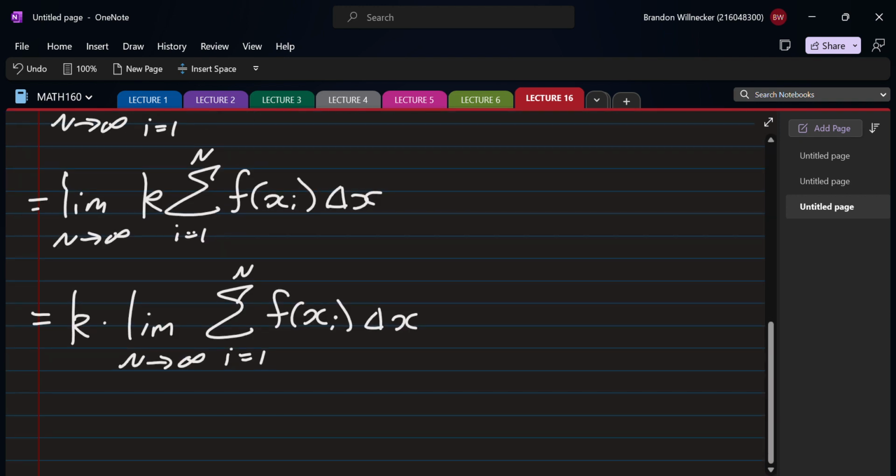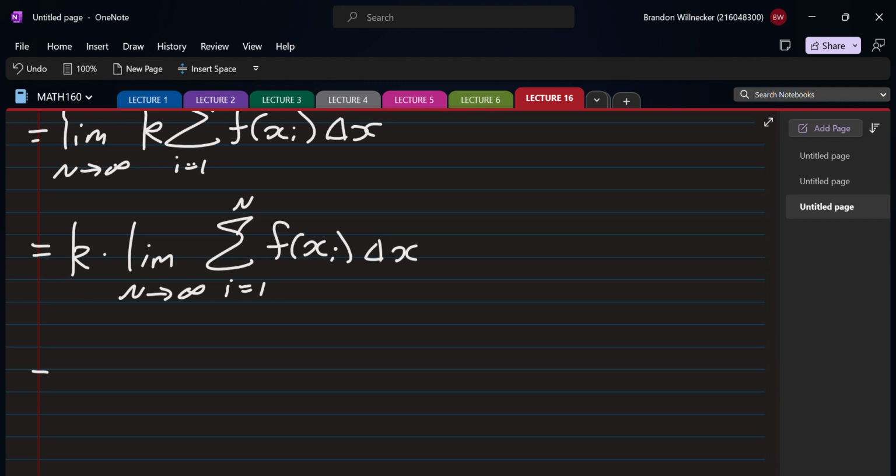Okay, so now this last line looks like what we want. That limit as n goes to infinity of all of that, that's just the definition of a definite integral. So we can replace this with that integral, and we have the k outside. So we have k times the integral from a to b, f of x dx.